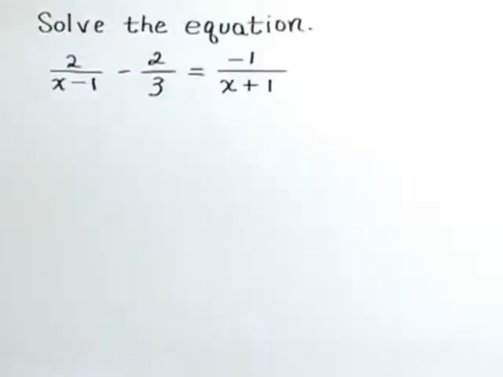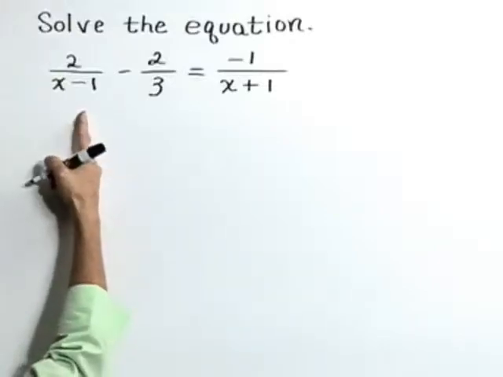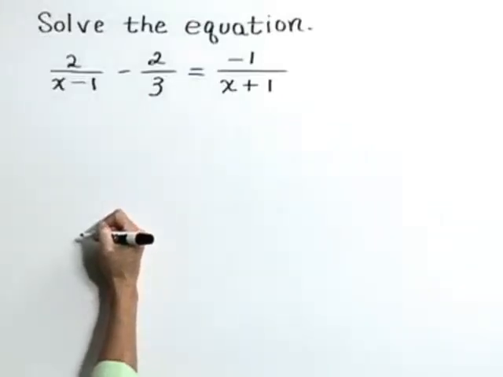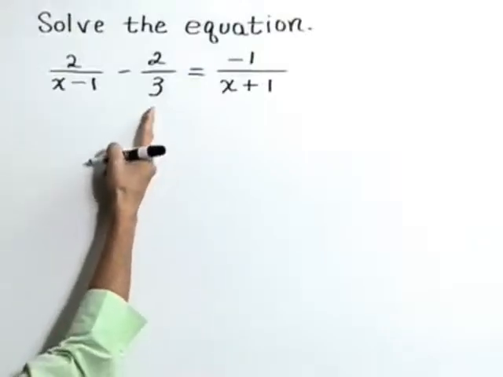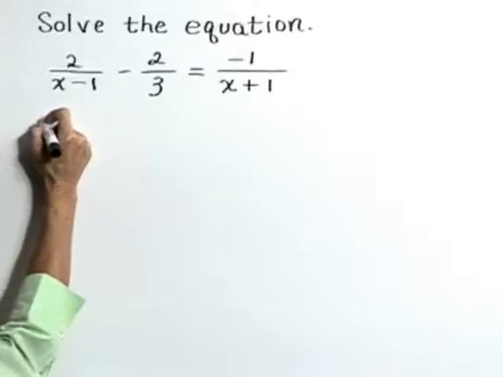Solve the equation 2 over x minus 1 minus 2/3 is equal to negative 1 over x plus 1. Here we have a rational equation, and the best way to go about solving this is to start by eliminating the fractions. I'm going to do that by multiplying through by a lowest common denominator, which includes every factor that we see here in our original denominators.